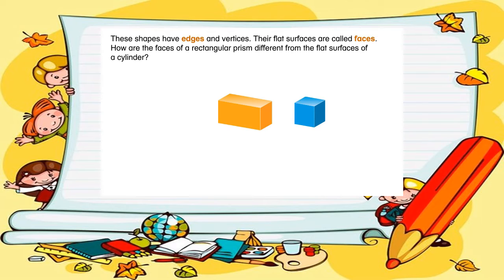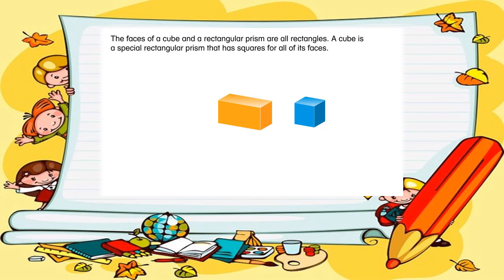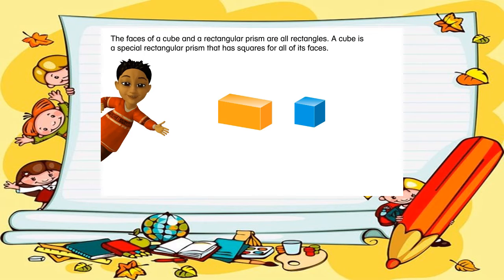How are the faces of a rectangular prism different from the flat surfaces of a cylinder? A rectangular prism's faces are rectangles. A cylinder's flat surfaces are circles. The faces of a cube and a rectangular prism are all rectangles. A cube is a special rectangular prism that has squares for all of its faces. Remember, a square is a rectangle too.